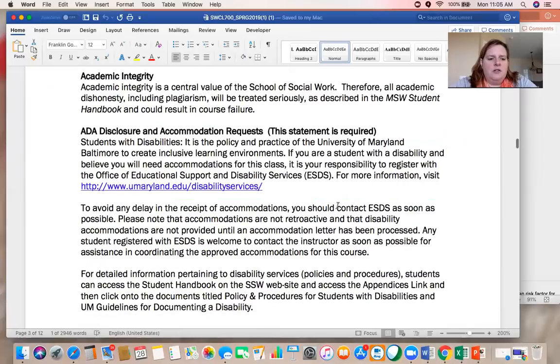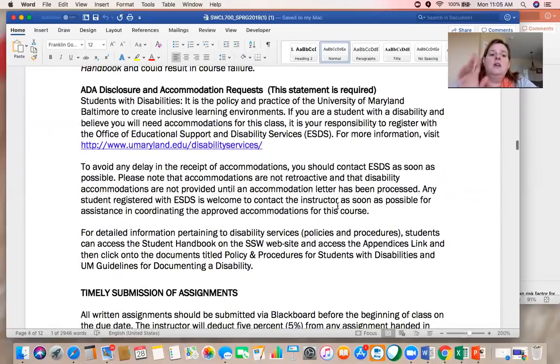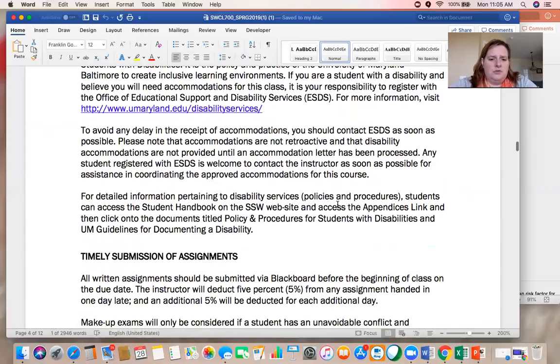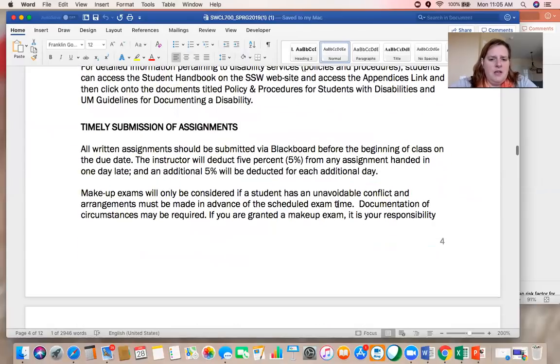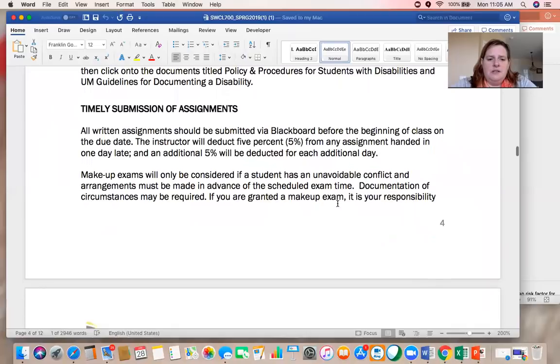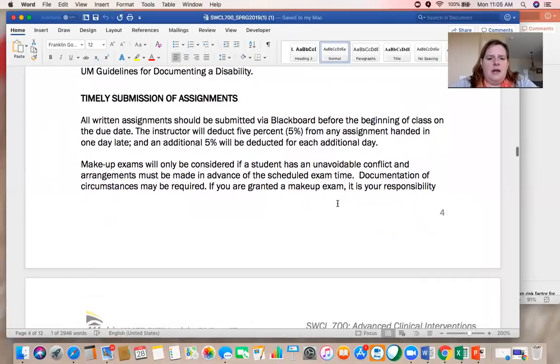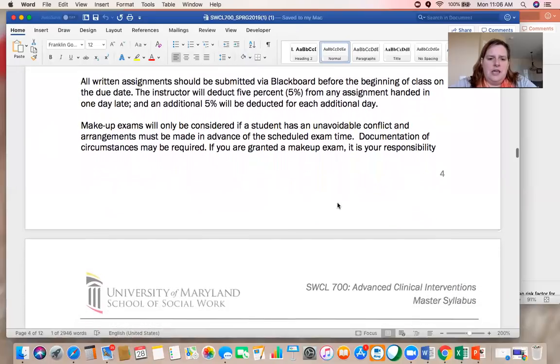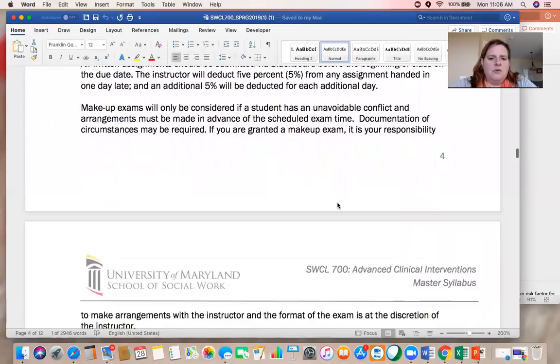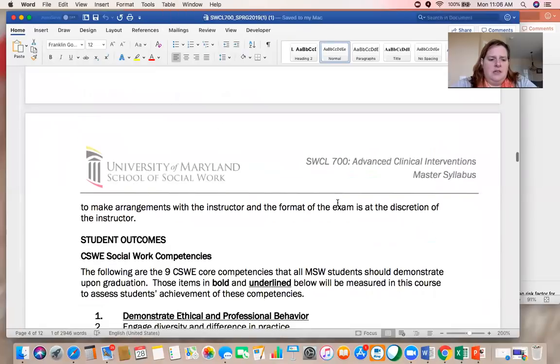The thing I want to bring your attention to, certainly if there's anyone who has ADA accommodations, please don't hesitate to reach out to me. Timely submission of assignments. I, in general, will take 5% per day after if an assignment is turned in late. Certainly if there's an emergency or something that is going on, if you let me know ahead of time, we can work together to get you through.